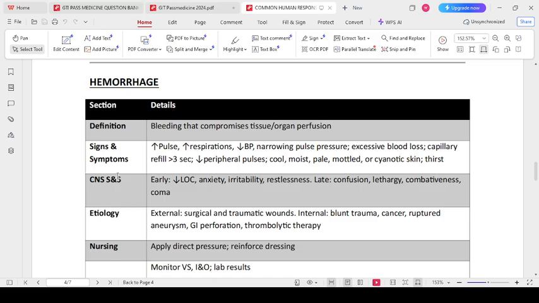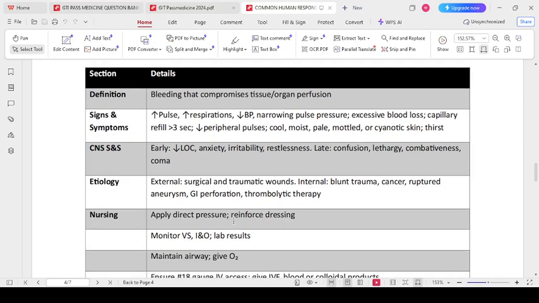What are the CNS signs and symptoms? Early symptoms can be decreased level of consciousness, anxiety, irritability, and restlessness. Late signs can be confusion, lethargy, combativeness, and coma. Etiology can be external and internal.